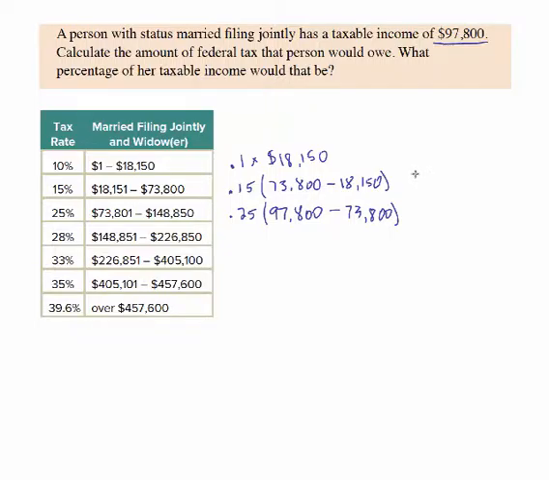So 10% of $18,150 works out to be $1,815. The next multiplication, 15% of that difference, is $8,347.50. And finally, 25% of this difference is $6,000 even.